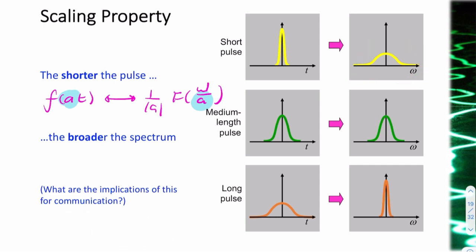So if bandwidth comes at a cost, that means it'll be more expensive. It means your channel will have to provide a larger bandwidth. So if bandwidth is limited, that means the width of your pulse will be limited, i.e. how narrow you can make your pulses then reaches a limit. So the scaling property, the important thing to understand is that as your signal becomes narrower, the spectrum becomes broader, and vice versa.